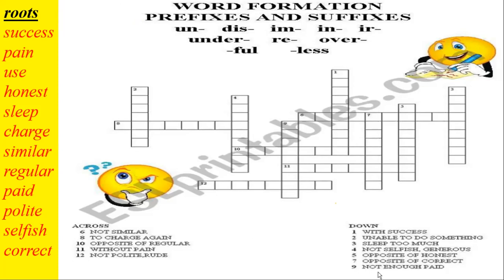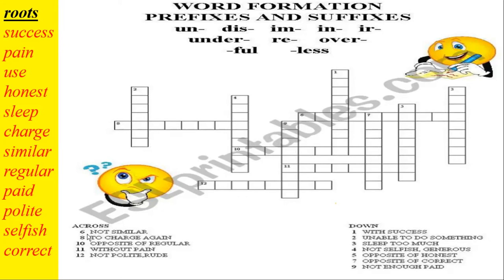Then number 9 downwards, not enough paid. Not up to the level. It indicates underpaid. Number 9 downwards, underpaid. You may have heard of this usage: the underpaid estate workers, the underpaid factory workers. Again, workers who work for low pay and are not paid properly.